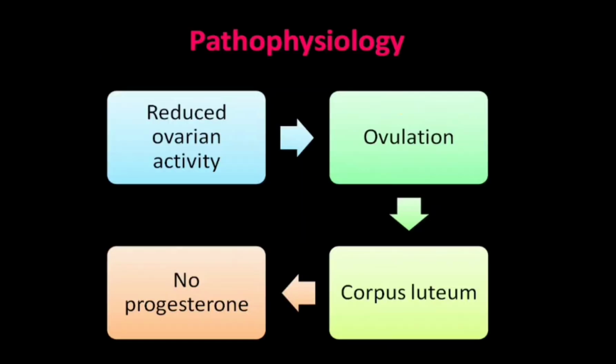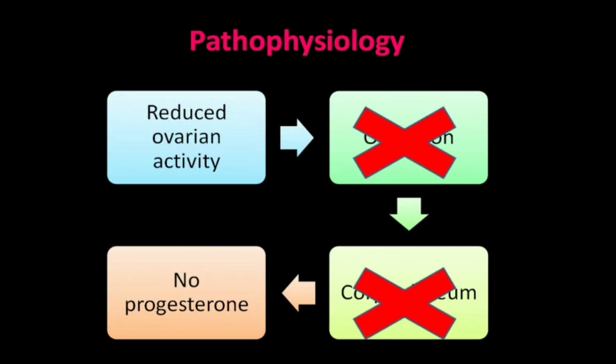Coming on to the pathophysiology behind menopause. In the initial climacteric stages, the ovarian activity is reduced and there is no ovulation in cycles and no corpus luteum is formed. Therefore, there is no progesterone. So initially it is going to be anovulatory cycles before menopause.